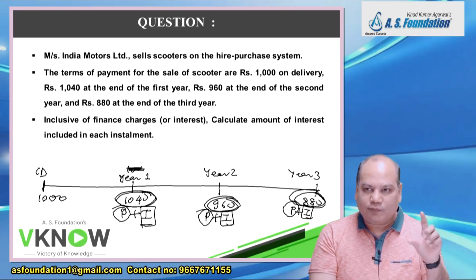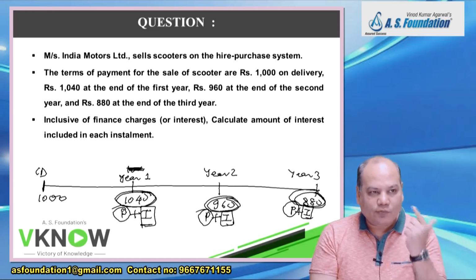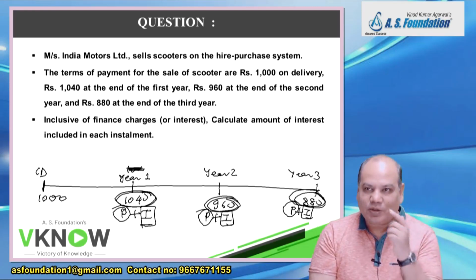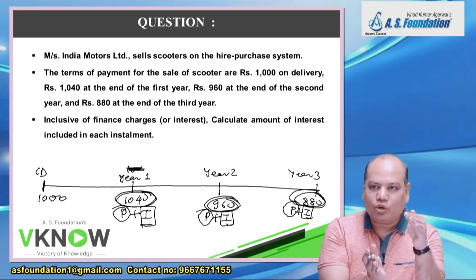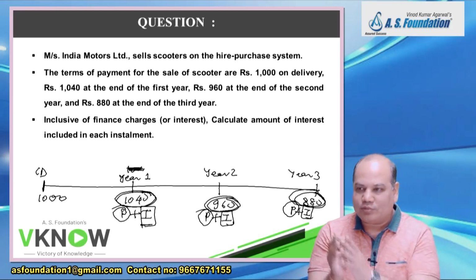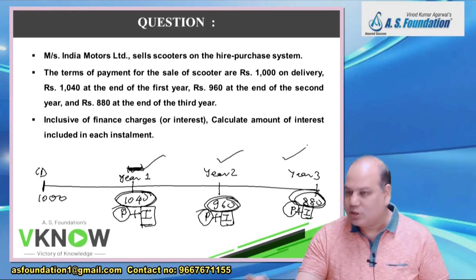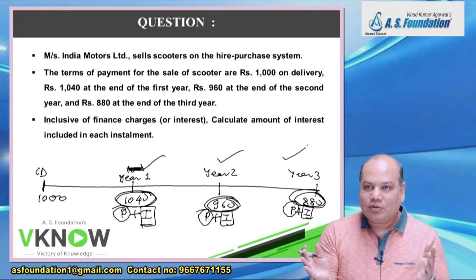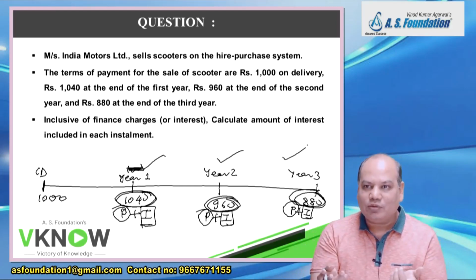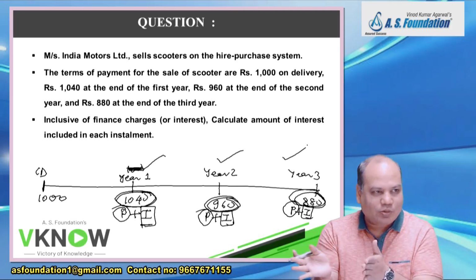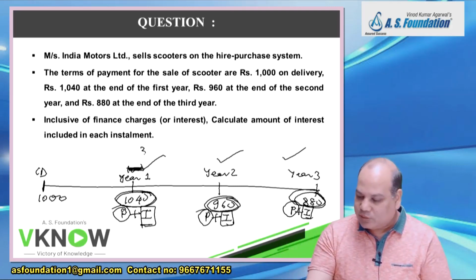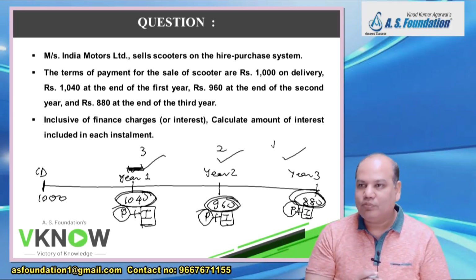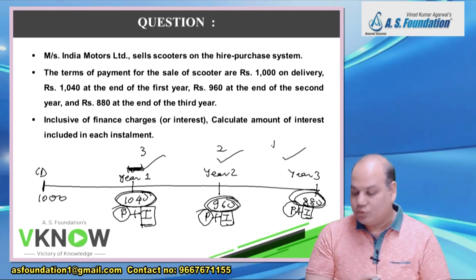4:3:2:1. So if there are 4 installments, the principal amount is equal, and the interest will come in the ratio of 4:3:2:1. In this question, how many installments are there? 3. If the principal amount is equal and the gap is also equal, 1 year, 1 year, 1 year, don't you think the interest will come in the ratio of 3:2:1?